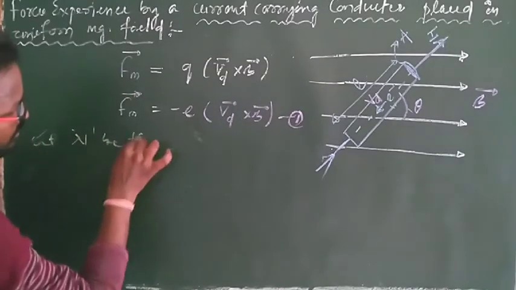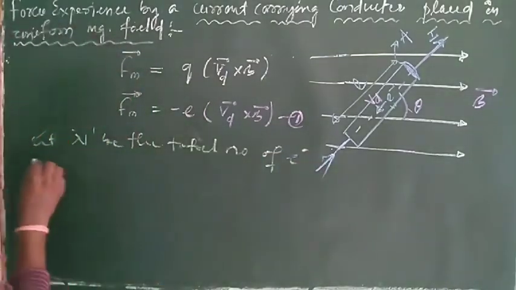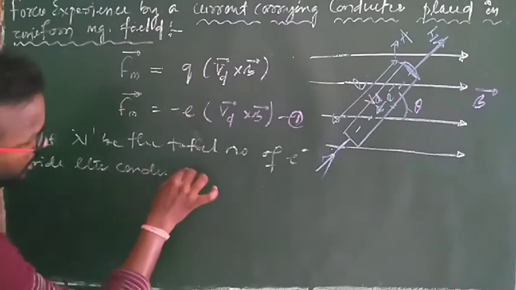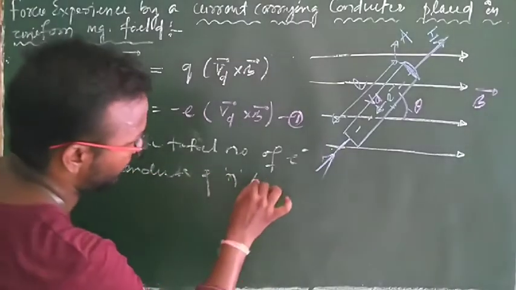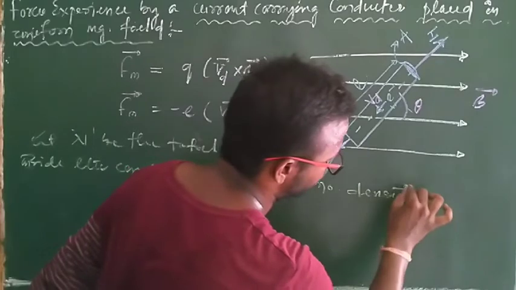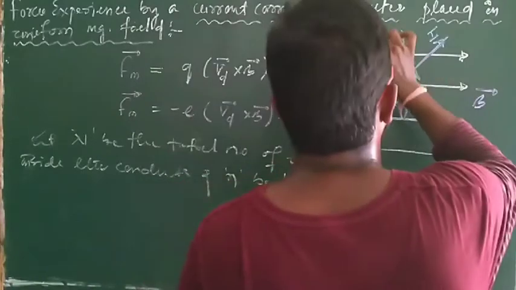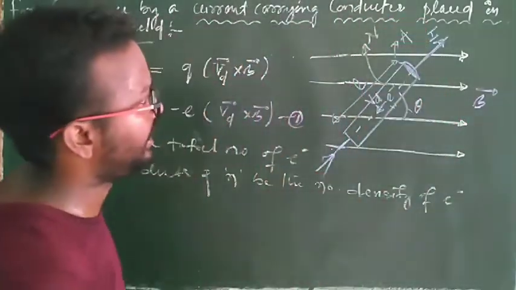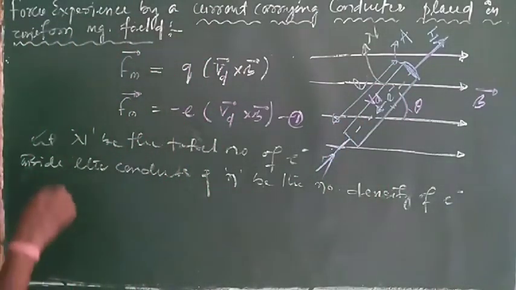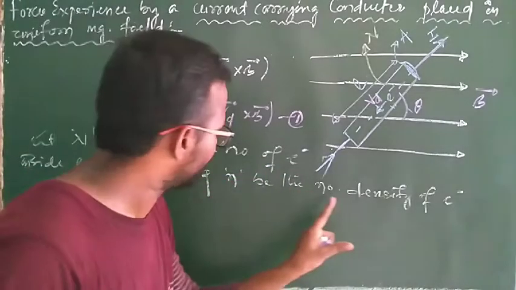Now let N be the total number of electrons inside the conductor and small n be the number density of electrons. That means this conductor consists of n number of electrons, and here A is the cross-sectional area and L the total length of the conductor. That means let N be the total number of electrons inside the conductor and n be the number density of electrons.